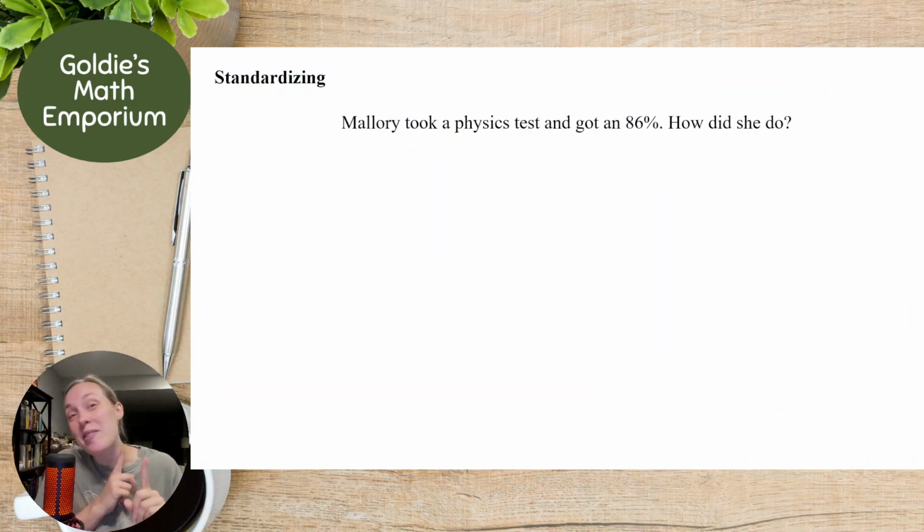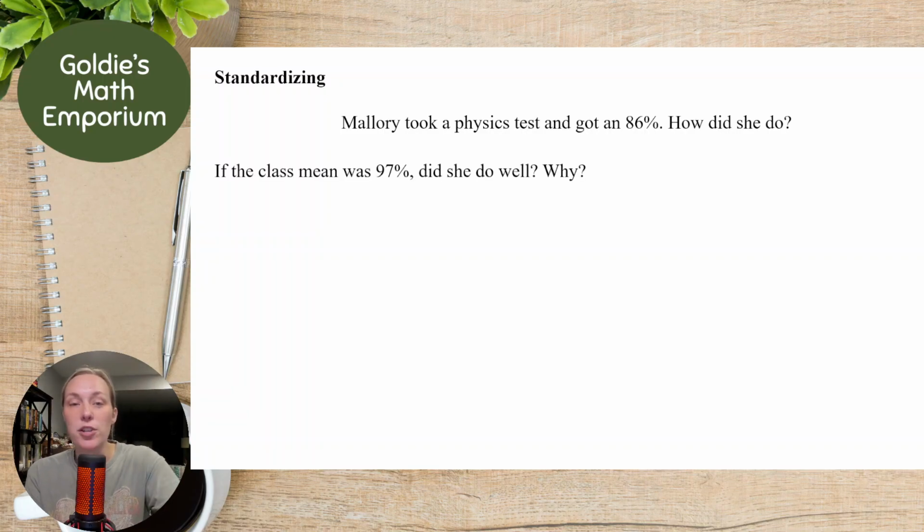So let's first talk about standardizing, okay? I want to pose a situation for you. Let's say that we have our friend Mallory. She took a physics test and she got an 86%. When you get your test back, you want to know, how did you do, right? So if you got an 86% back, what would be your first question that you would ask about that grade?